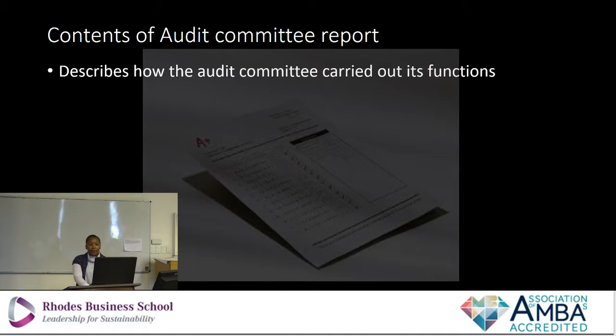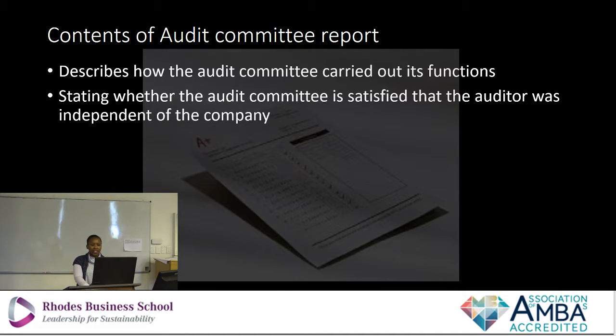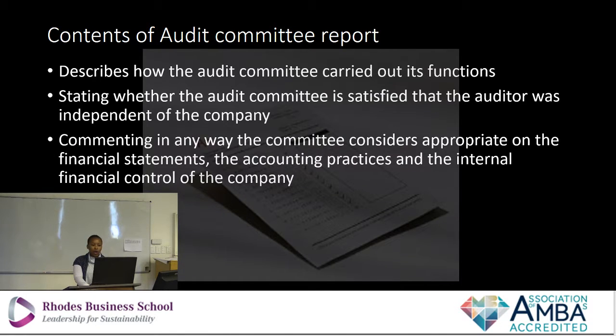This would describe how the Audit Committee carried out its own functions, stating whether the Audit Committee is satisfied that the auditor was independent of the company. Commenting in any way that the committee considers appropriate on the financial statements, the accounting practices, and the internal financial controls of the company organization.